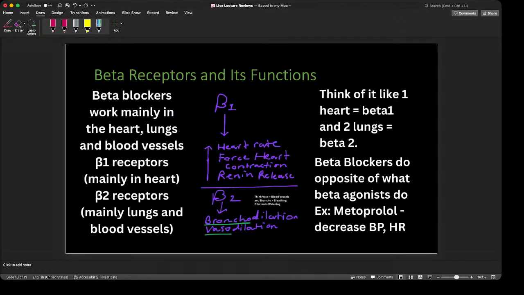And then beta receptors and their functions. Just understand those differences between beta 1 and beta 2. Beta 2 is going to mostly deal with broncho or vaso. Beta 1 is typically the heart, so it's going to mainly deal with the heart. Beta 2 is typically with the lungs, because two lungs, and then also the blood vessels. So just know those differences there.